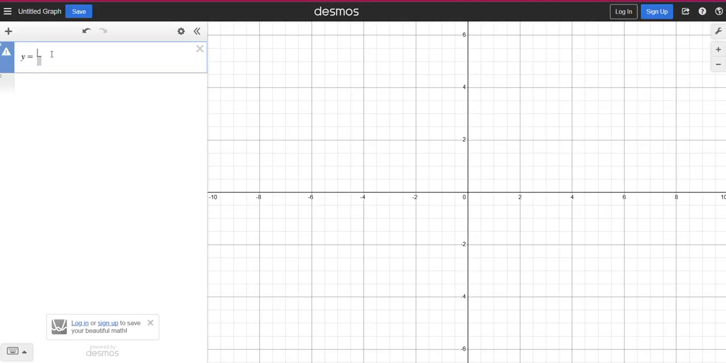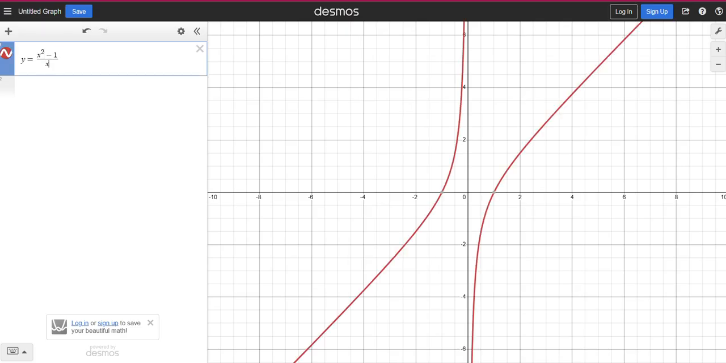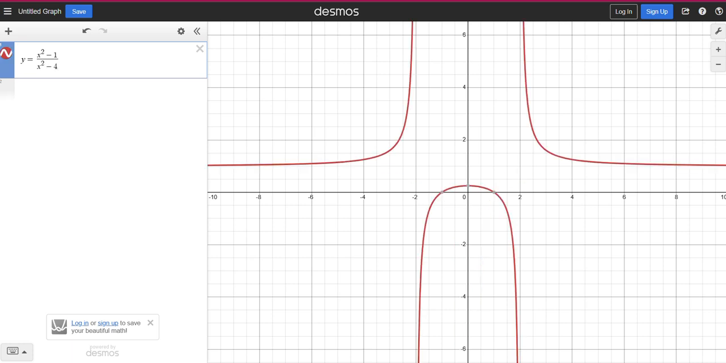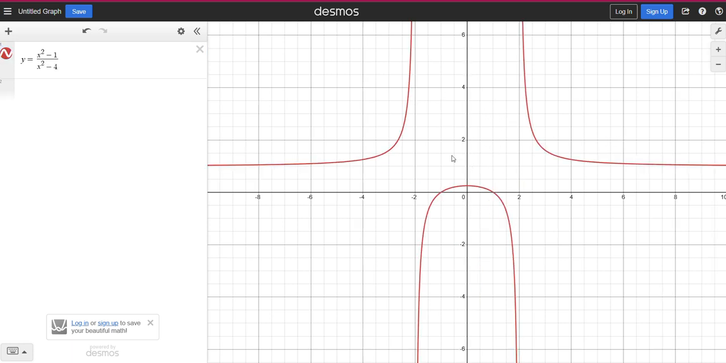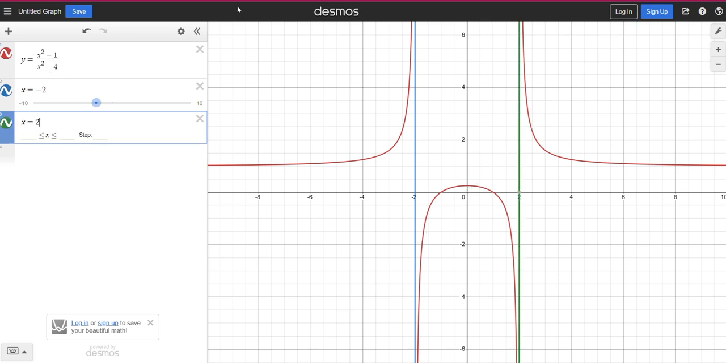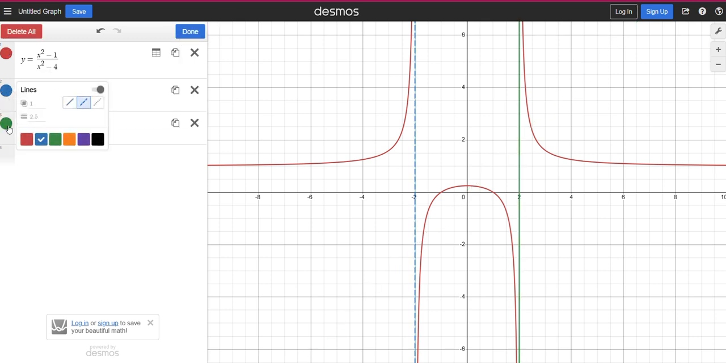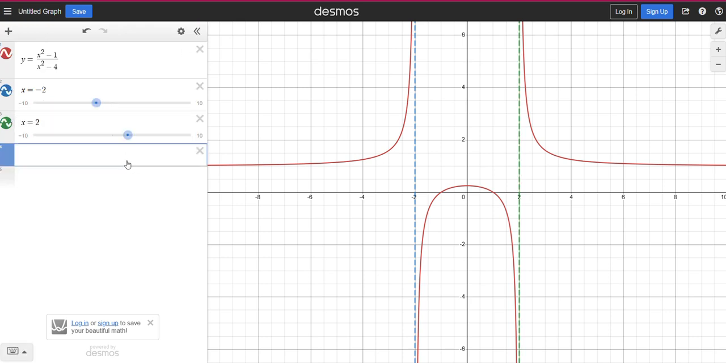So y equals, let me remember what the problem was, x squared minus 1 over x squared minus 4. And this does have a couple things going on. It would fold across the y-axis nicely, which is good. So we said we had horizontal asymptotes, I mean vertical asymptotes at x equals -2 and x equals 2. So that's what this would look like on yours, but these are the dashed lines. If you're going to draw a graph of this, it would look something like this, and y equals 1 is a dashed line.